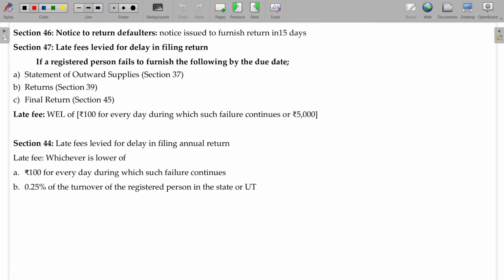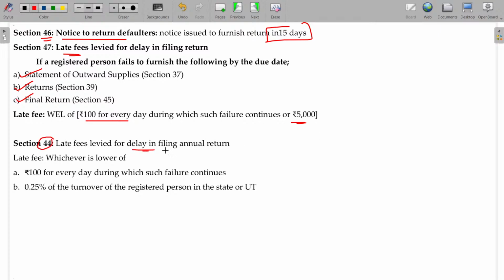Now, section 46 is nothing but if you fail to file, you may be getting a notice to return defaulters. Furnish a return within 15 days. Now, if you don't file, then penalty will be leviable. Late fee is levied. If a registered person fails to furnish GSTR 1, GSTR 3B, final return, then whichever is lower of 100 per day and 5,000.